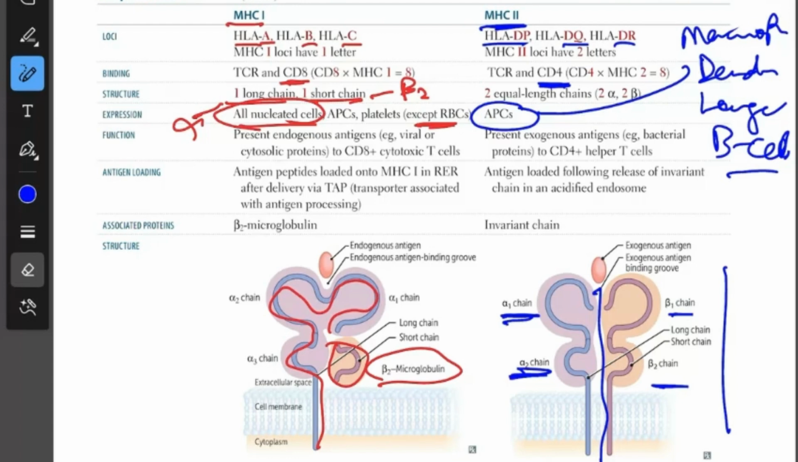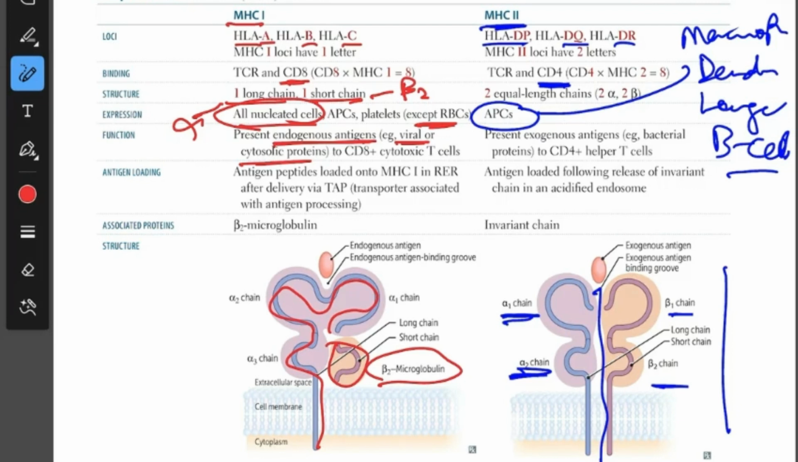Then how are the antigens processed? MHC I presents endogenous antigens. That's antigens that are generated within the cell. So the antigens that will be presented on top of the MHC I are generated from within the cell. That's why they call it endogenous. And what are those types of antigens? Viral and cytosolic proteins.